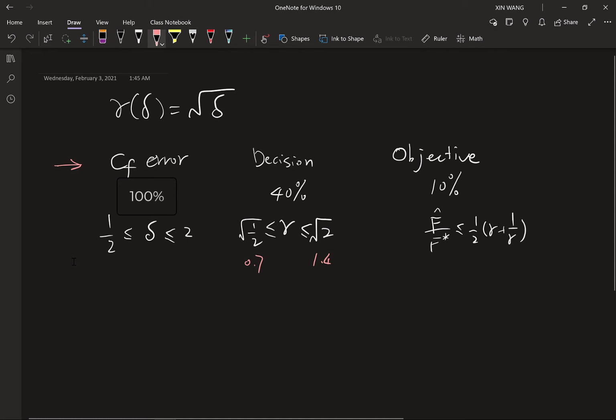Similarly, we can do the analysis for the holding cost, because holding cost is also in a square root, which is similar. When delta is around 1, the inverse of delta has a similar impact as delta.